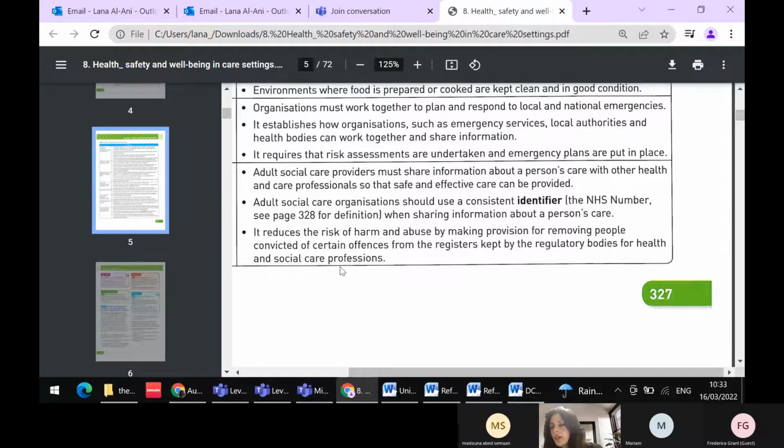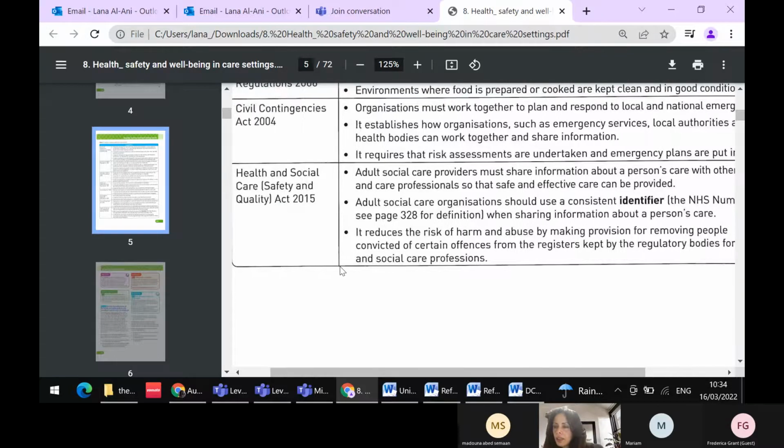Adult social care organizations should also use an identification for the people, like the national NHS number. It is very important, and it reduces the risk of harm or abuse. So what we need is to identify people using the identifier of the NHS number.